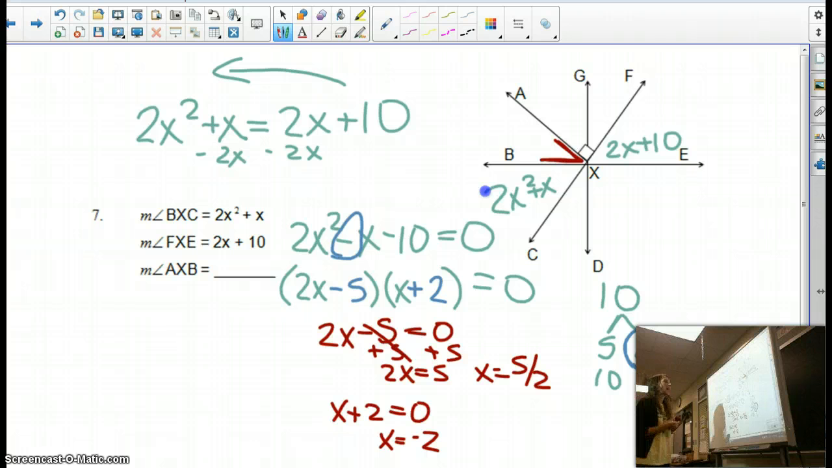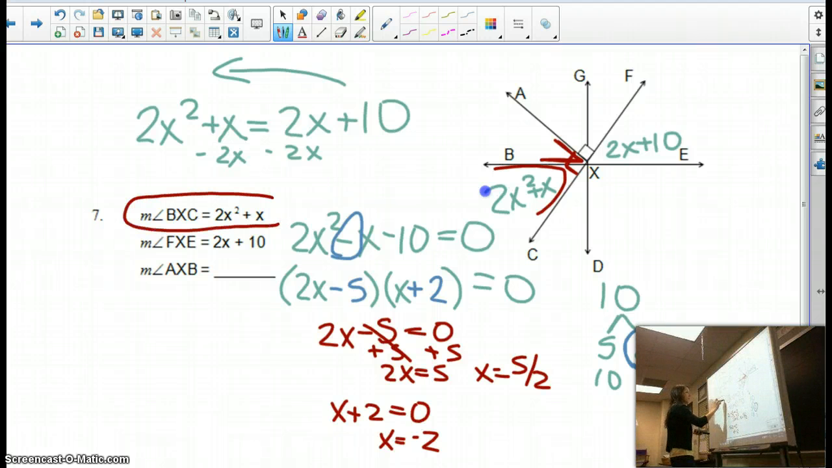So as I'm looking at that, I know if this angle, angle AXF, is 90, then the linear pair to that has to also be 90. So I know if I can find myself BXC, if I can find this one, then I can subtract it from 90 and I can find the angle I'm looking for. So let's take negative 2. If I plug negative 2 in, I get 4. 4 times 2 is 8, and then 8 minus 2 is 6. That makes this a 6-degree angle.